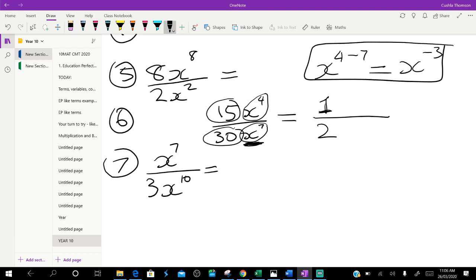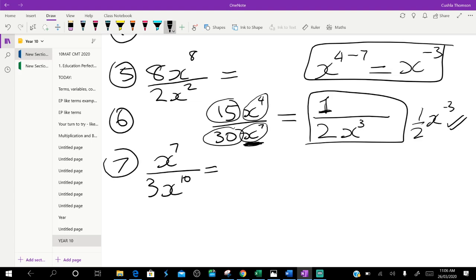Now, I haven't really taught you about negative powers directly, but a negative power means that it's x to the power of 3 down here. Okay? So this one here, yeah, Jasper, that's right, but we write it like this. So we don't write it as half x to the power of negative 3, even though that's actually right. But this is how we want you to think about it.